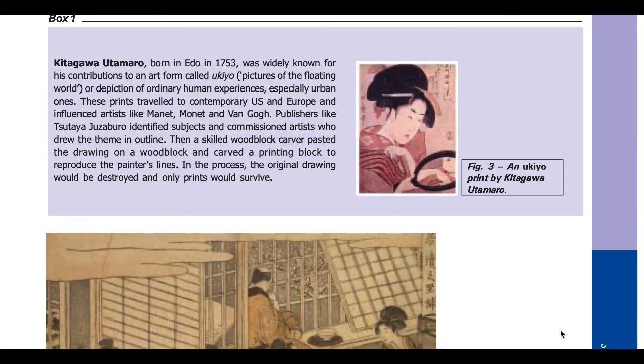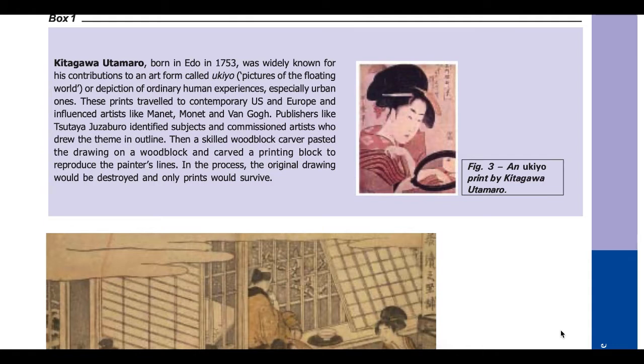Kitagawa Utamaro, born in Edo in 1753, was widely known for his contributions to an art form called ukiyo, pictures of the floating world, or depiction of ordinary human experiences, especially urban ones. These prints traveled to contemporary US and Europe and influenced artists like Manet, Monet, and Van Gogh.